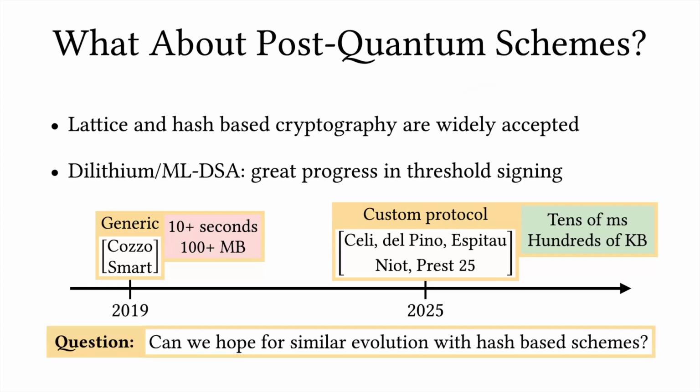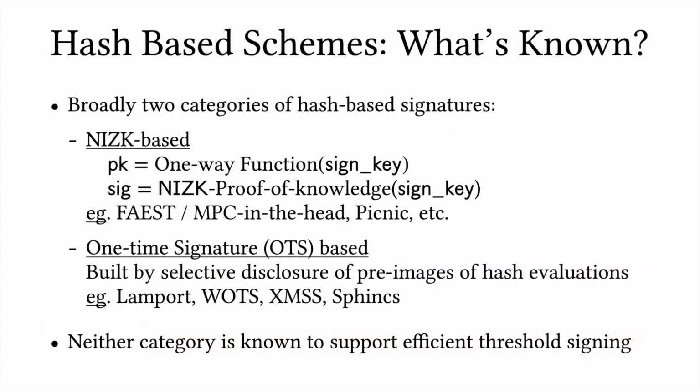And the question that this begs is if we can hope for a similar line of evolution with hash-based schemes. We know that we can use generic MPC to compute hash-based schemes in a threshold way. And can we hope that with enough research firepower we can get custom protocols that perform as well or close to the same efficiency as the classical schemes, right? So what do we actually know about hash-based schemes in this context?